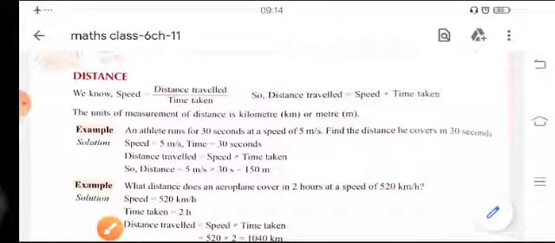What is the unit of measurement of the distance? As I told you, we can measure the distance in kilometers or in meters.